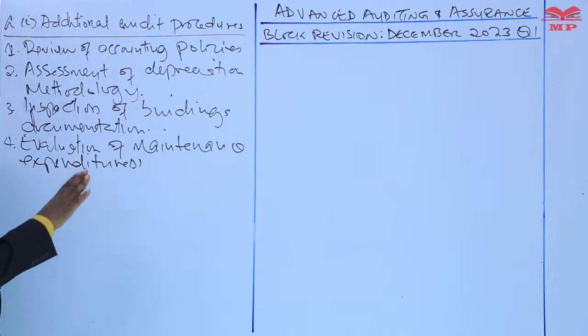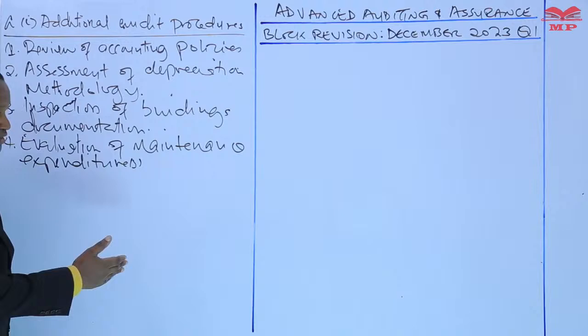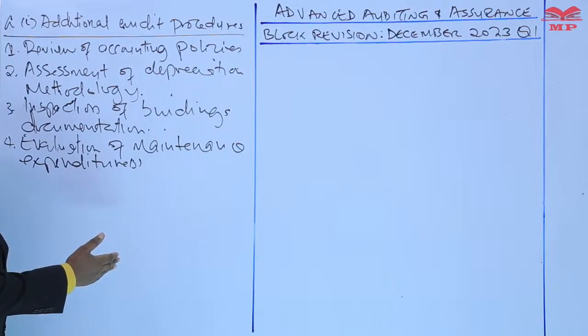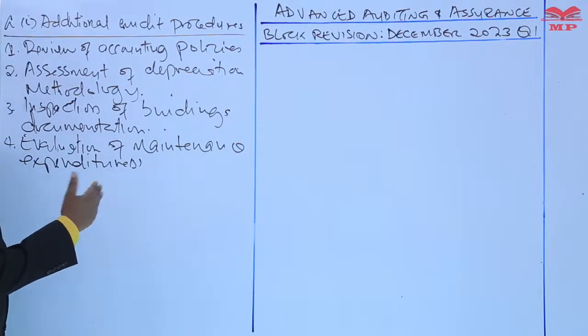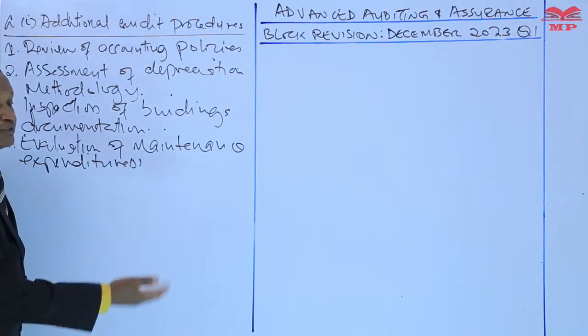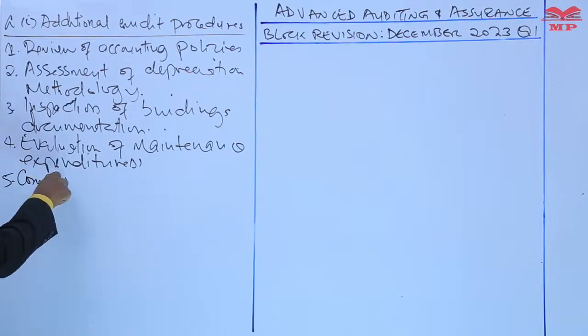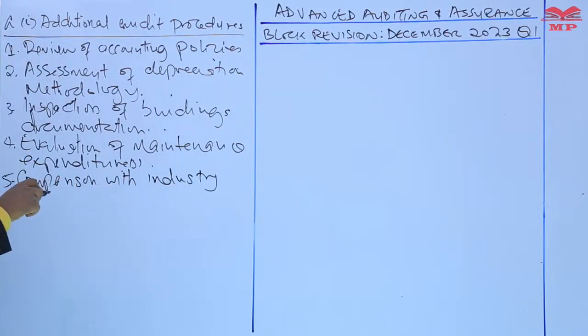Because there are certain costs that are incurred on buildings that ought to be capitalized. Other expenses on buildings may be part of the normal expenses for the company. So that assessment has to be done, and the auditor can only do that after evaluation of the maintenance expenditures. Five, comparison. The auditor can do a comparison with industry standards.